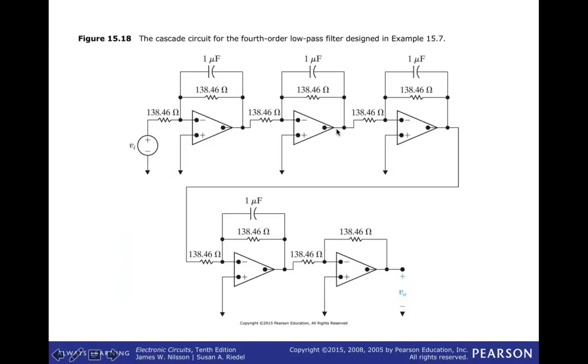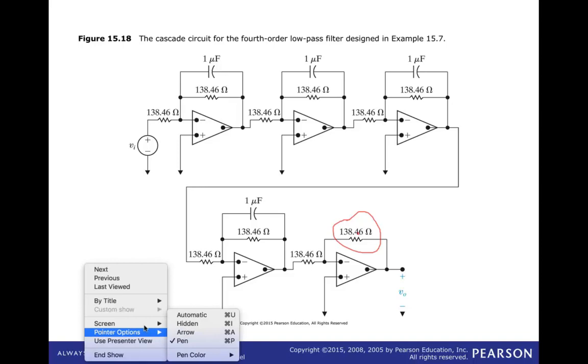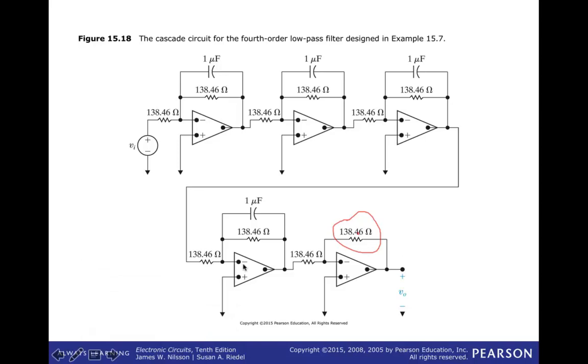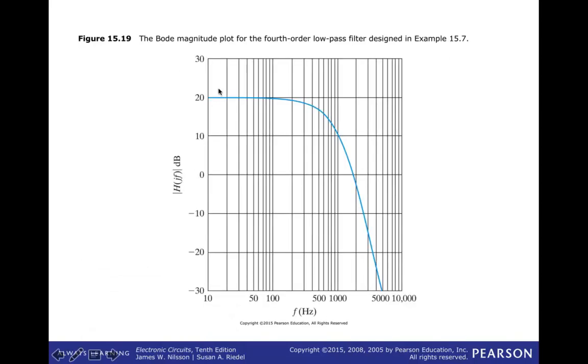First, let's look at what that circuit would look like. We have 4 identical low-pass filters cascaded together. I do want to point out that there is an error right here. This resistor is off by a factor of 10. Actually, that decimal point should be right there. It should be 1384.6, according to what the author actually did. So there's your design.